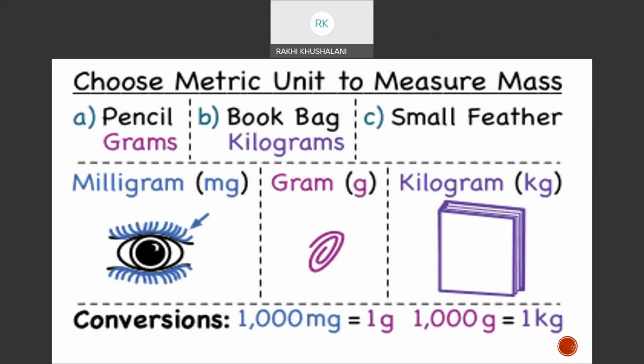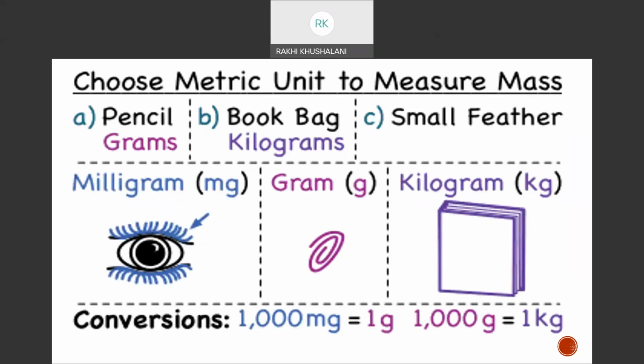Now, what is next? Choose the metric unit to measure mass. My eyelashes, a feather is very lightweight. Paper is very lightweight. Then maybe my sharpener, my eraser, my pencil, these are all very lightweight. Then if we go into heavier things, you can see a ceramic mug, a ceramic bowl, a plate, a shampoo bottle. Sorry, we'll not go for a water bottle, I don't want to get confused with capacity. Okay, your mobile phone, your laptop.